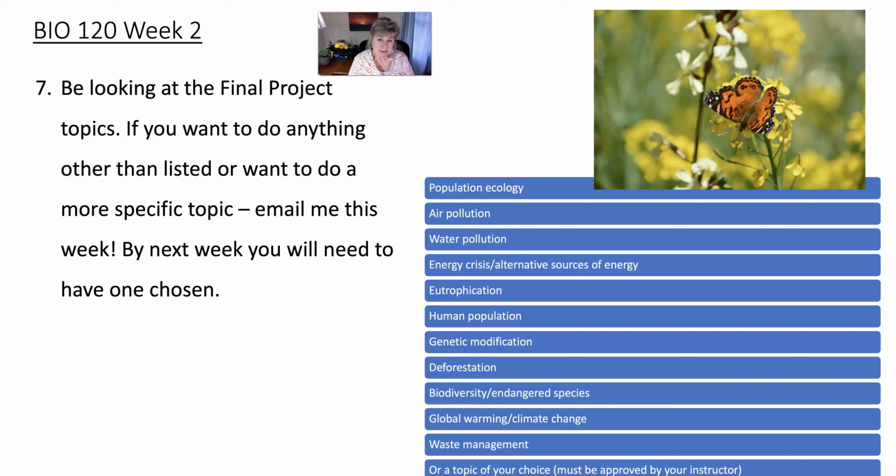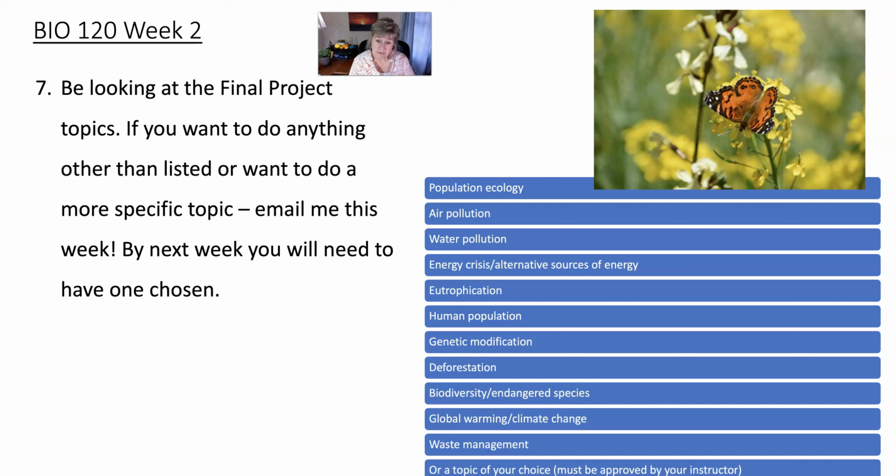Some words of advice here. Don't narrow down your topic too small, because otherwise you're going to have a difficult time finding information. It's hard to make the topic too big, but in some cases you might want to narrow it down a bit. All right, so here are some suggestions for your final project topics for this term in this class.